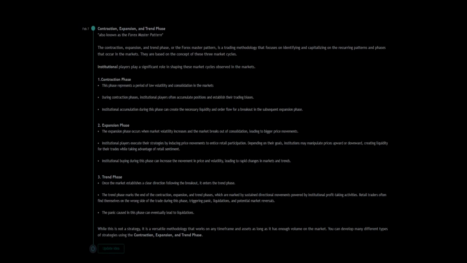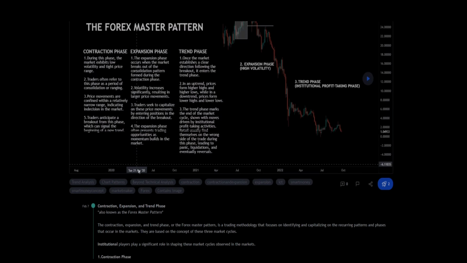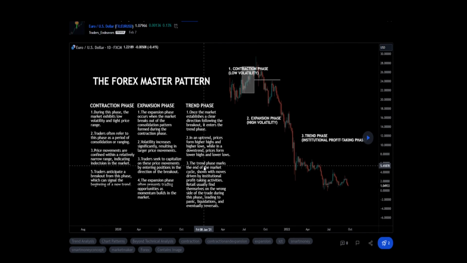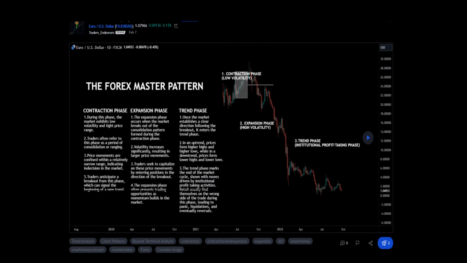Following the contraction phase, the market experiences a breakout or expansion, which is shown by volatility increasing and bigger price moves. Institutional traders capitalize on this phase by initiating large positions in the direction of the breakout and exploiting retail traders' tendency to follow the trend impulsively.